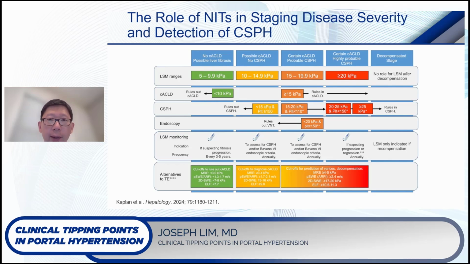And so up top, we talk about liver stiffness measurement along the gradation. And again, once you're below 10, the risk is low. 10 to 15, obviously, they may possibly have CACLD, but typically not likely to have CSPH. 15 to 20, they are likely to have CACLD and probable CSPH. And once you get to 20, this is highly probable to have CSPH.